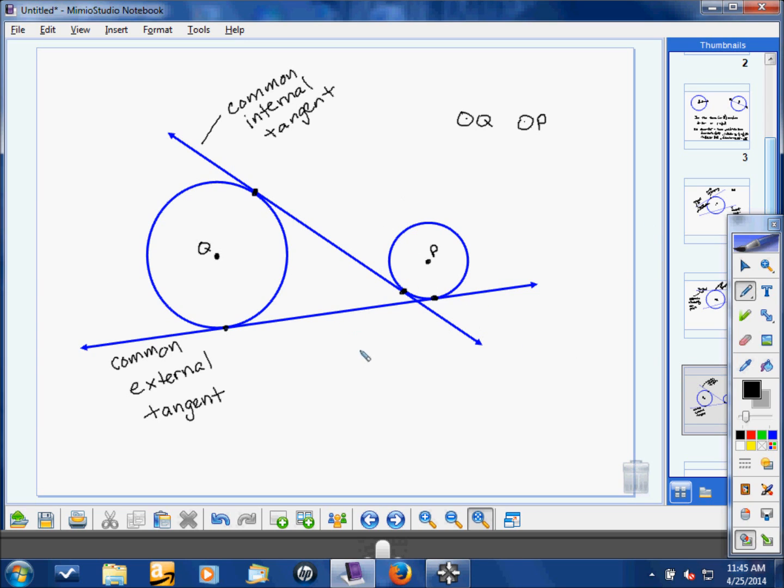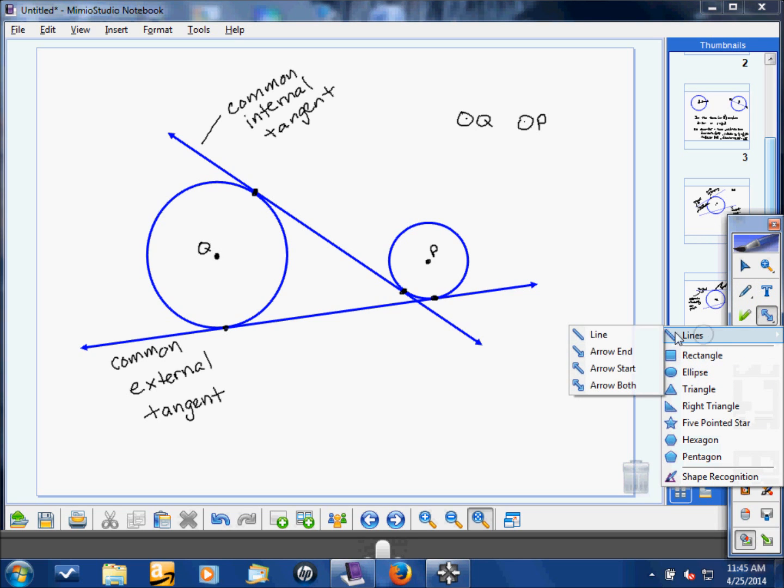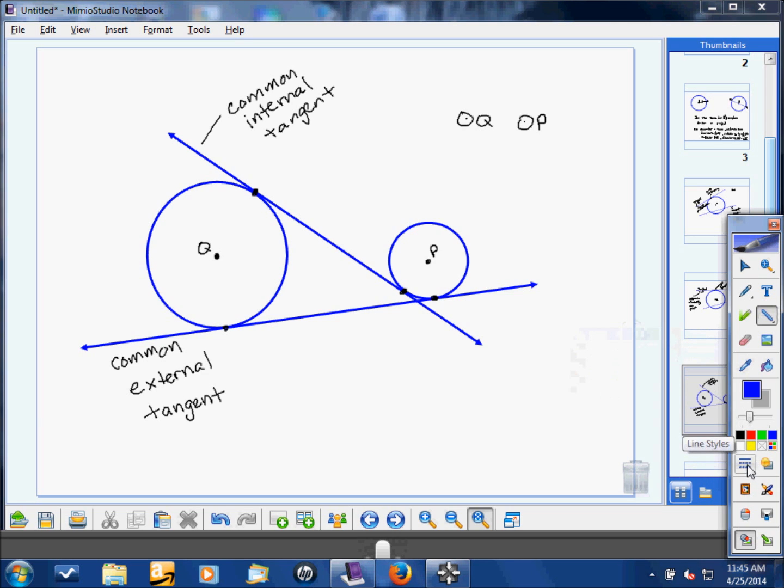All right, so if we draw a segment connecting Q and P, I'm going to do it as a dashed line. I want to draw a segment connecting Q and P. And this is how you can really tell if it's internal or external, although most of you will just say, oh yeah, I can just tell. All right, so segment QP.